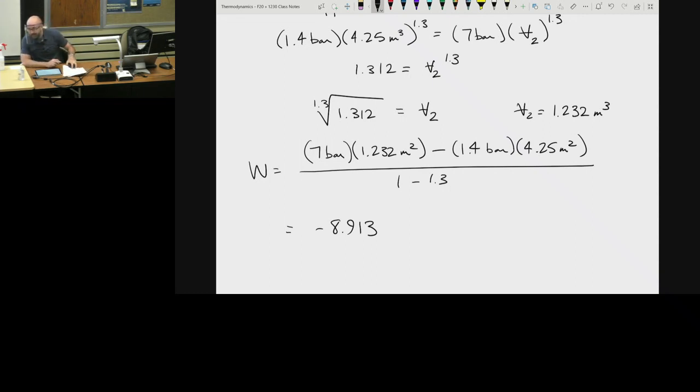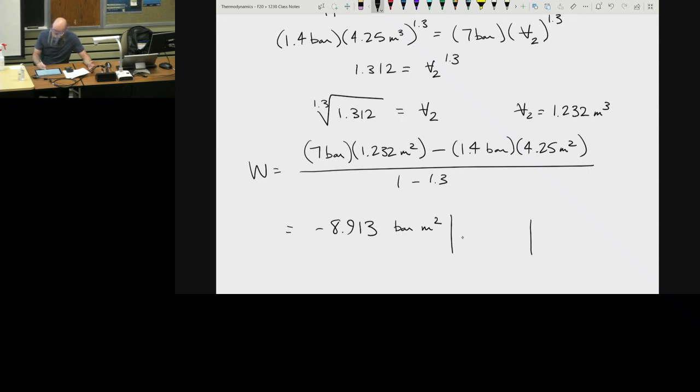But I'm not done. Because even though I get my answer correct in this class, I want to teach you, can we check the units? And the units here are bars, meter squared, and that's not our unit of work. Our unit of work is a kilojoule. So we have to take care of this.